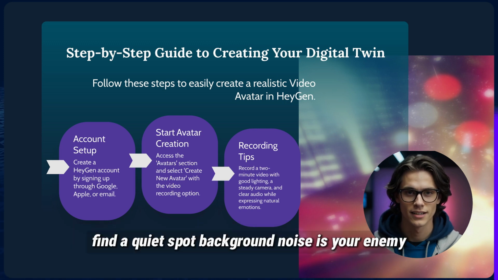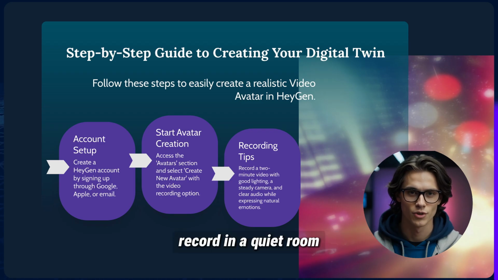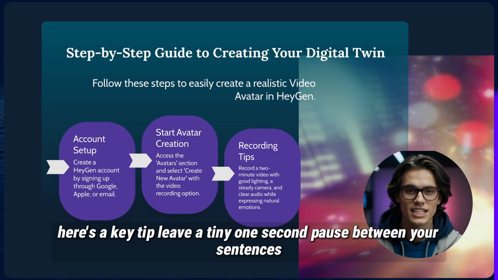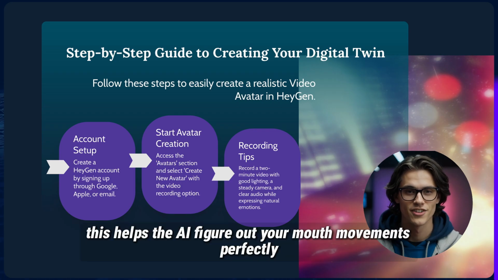Find a quiet spot. Background noise is your enemy. Record in a quiet room. Pacing is everything. Speak clearly at a natural speed. Here's a key tip. Leave a tiny 1-second pause between your sentences. This helps the AI figure out your mouth movements perfectly.